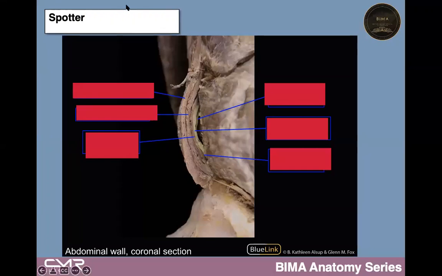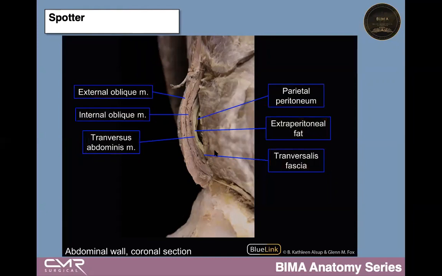Right, let's go through the answers. So if everyone could release the answers into the chat, please. Right, so the answers are, in an anti-clockwise manner, you have the external oblique here, which is the outermost muscle. You have the internal oblique here. You have the transverse abdominis.